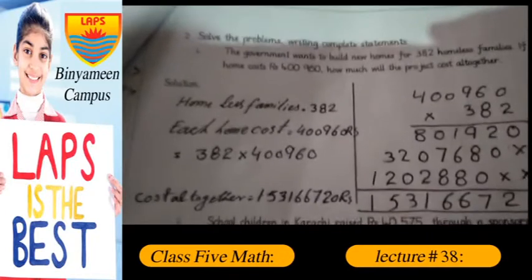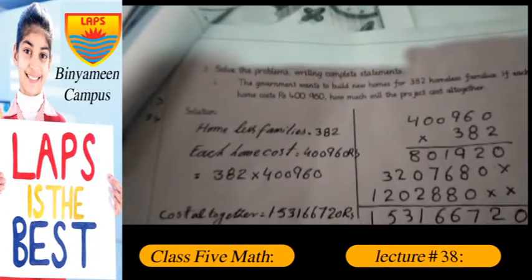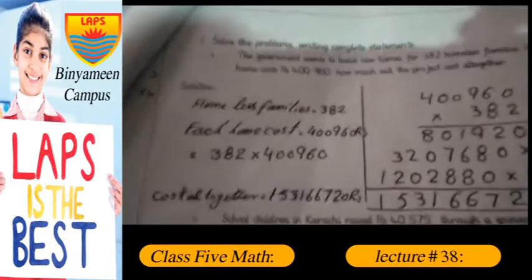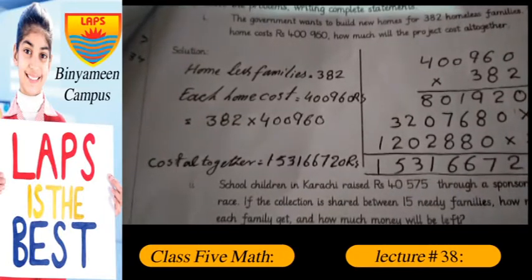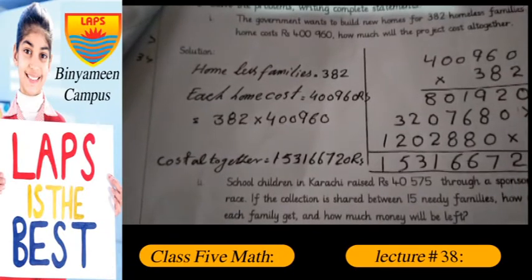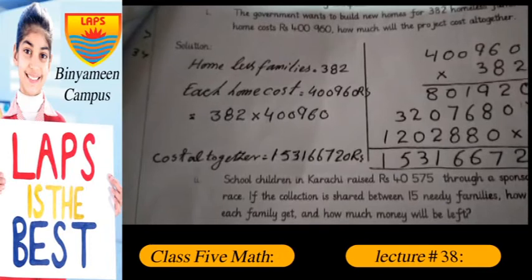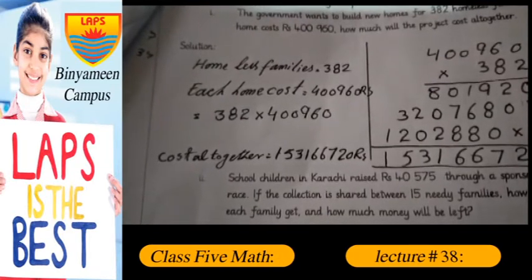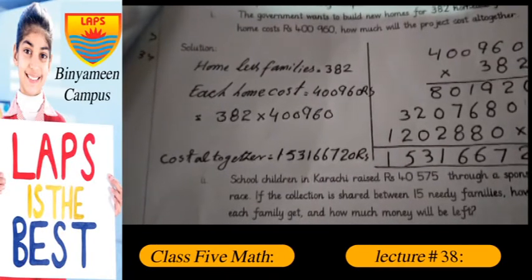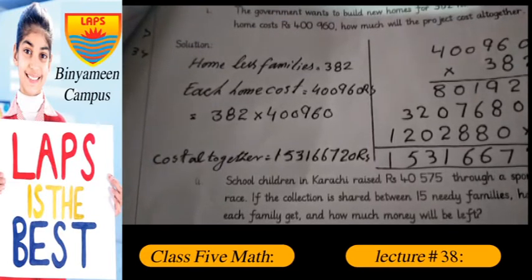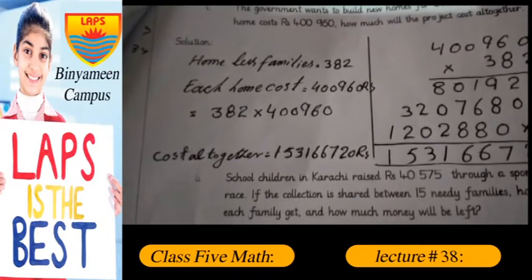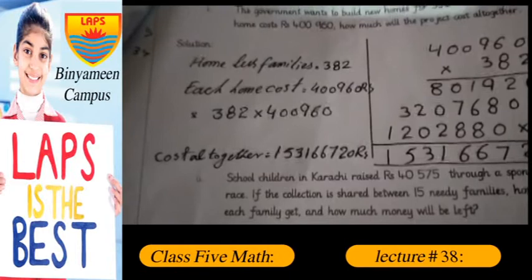Solution: homeless families 382, each home costs 4 lakhs 960 rupees. Now we multiply to each other. 382 multiplied by 4 lakhs 960. Cost altogether 153166720 rupees.